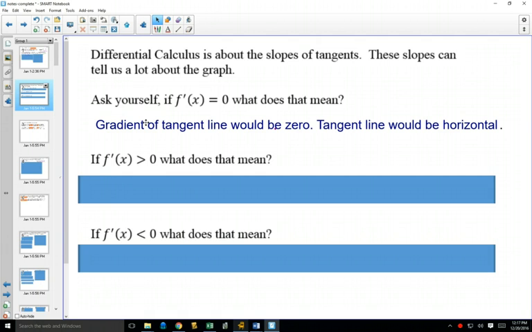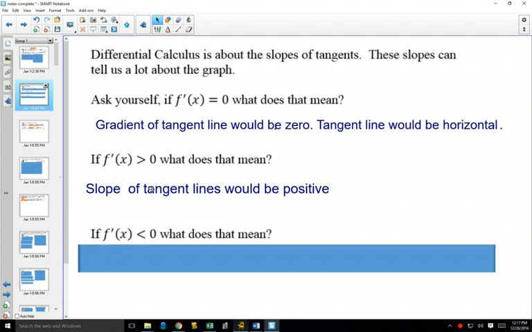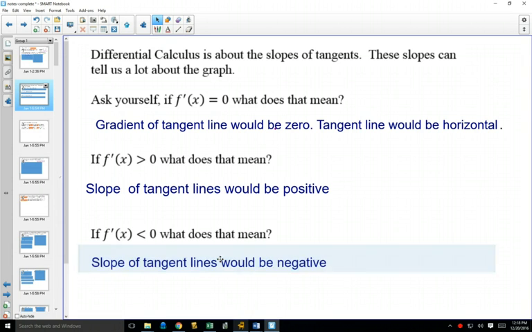Now, if your derivative is bigger than 0, what does that mean? Well, that means that our slope is positive. And we're going to find out that whenever our slope is positive, our functions are going to be increasing from left to right. So we know the direction that our graph is going. And of course, if the derivative was less than 0, then our tangent lines would be negative. The slope of our tangent lines would be negative.